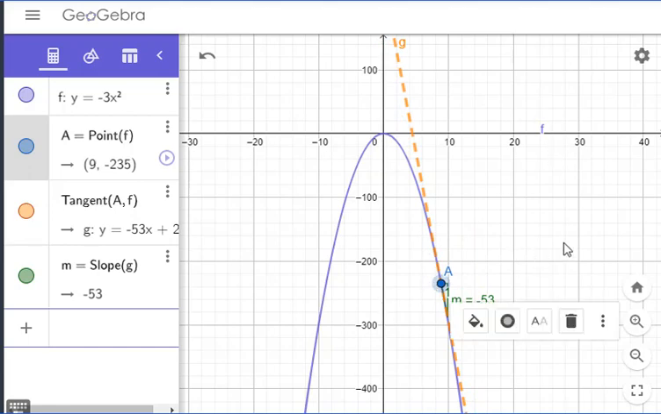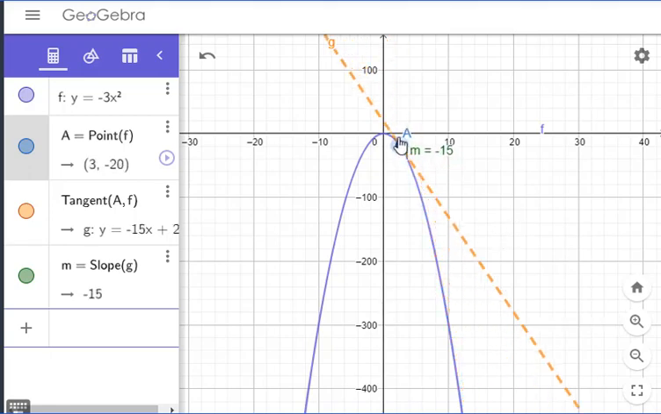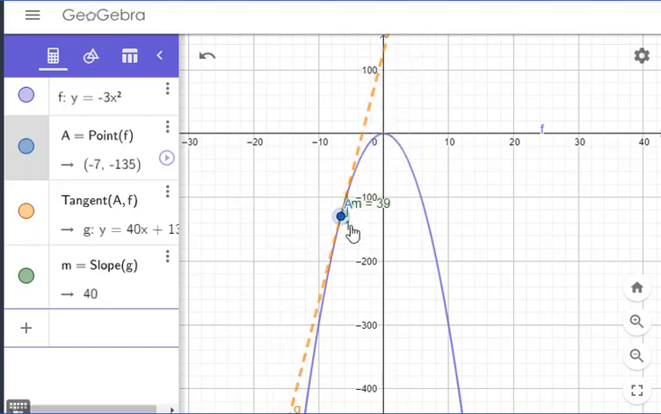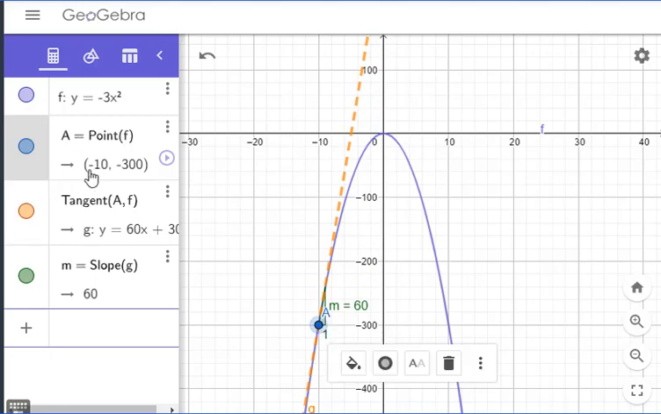We want to look for the specific value of the slope of the tangent line when x equals negative 10, negative 5, negative 1, and so on. Let's check when x equals negative 10. You can see (negative 10, negative 300). That's the specific point on y equals negative 3x squared. Then your slope equals 60.